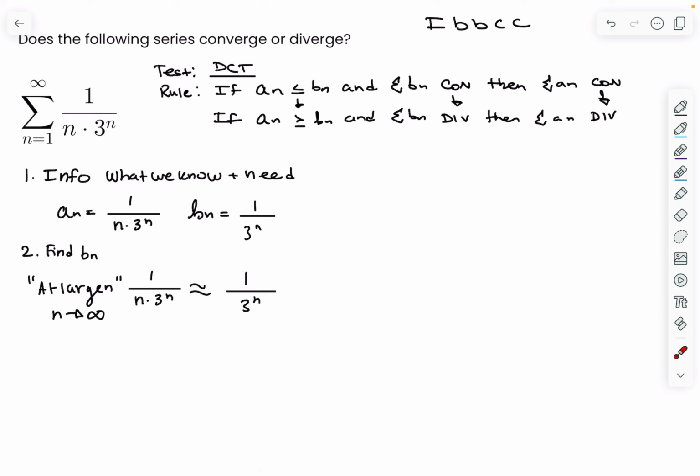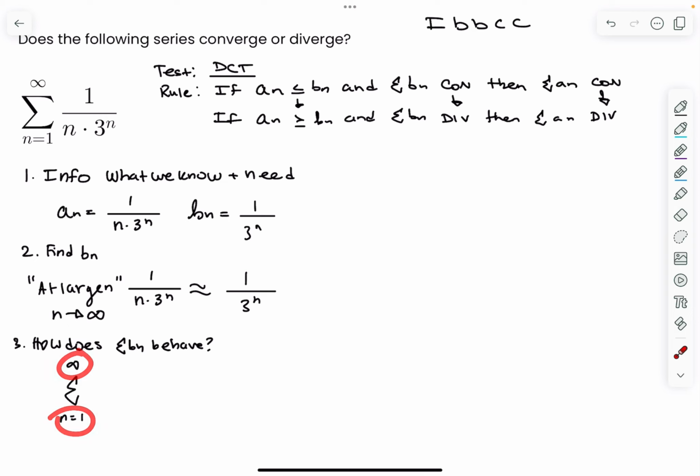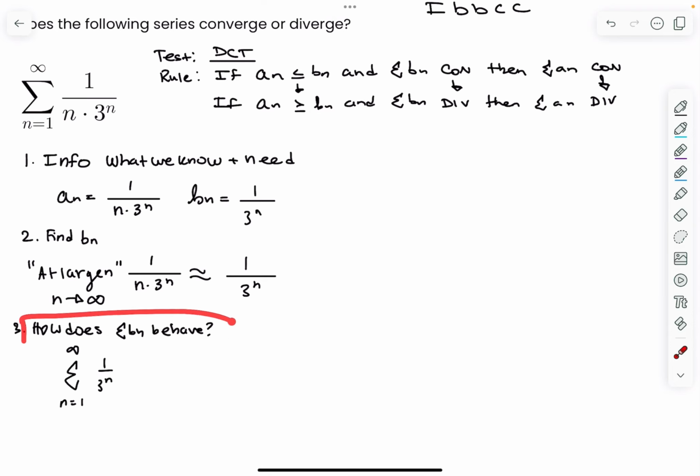This brings us to our third step, which is another B, but this time this B stands for the behavior of the series. So we have the series from n is equal to 1 to infinity. By the way, where do I get this from? I get it from the original problem. If this says n is equal to 1, then I put n is equal to 1 to any series that I write. B of n is 1 over 3 to the n. In this step, you will always use either the p-test or the geometric test.